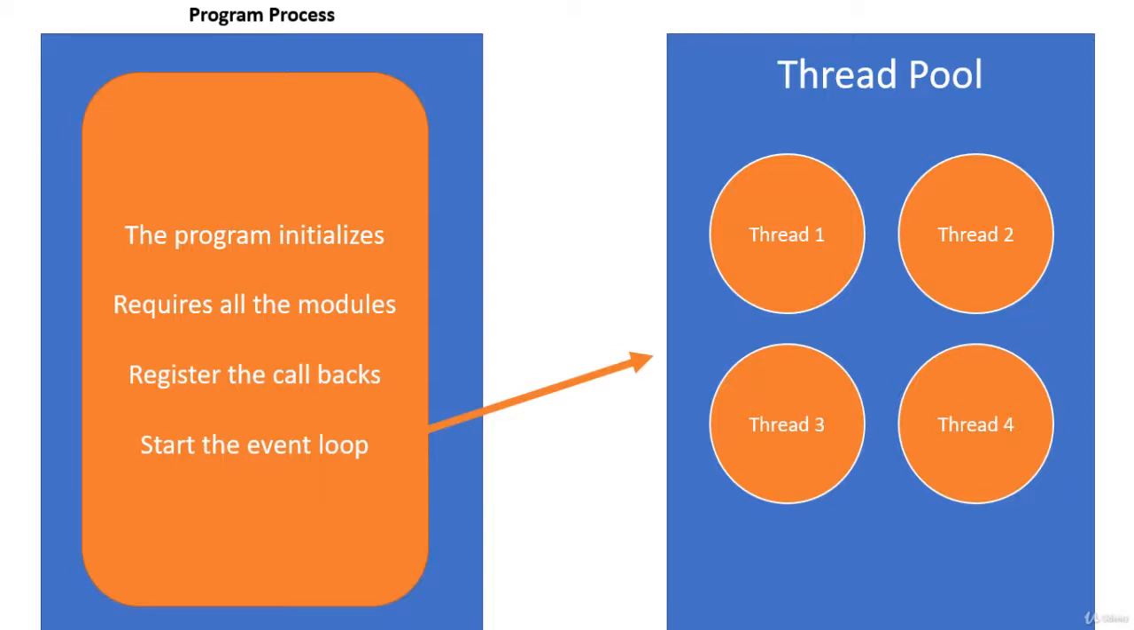We have a program, a Node.js process, in which we have a single thread in which our application runs. Some steps are performed. The first step is the program initializes, then all the required modules are added. After that, it registers all the callbacks, then it starts the event loop. Now we know that most of the work is done in the event loop. It is responsible for calling all the callbacks.